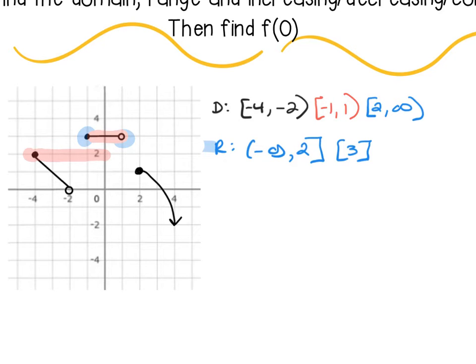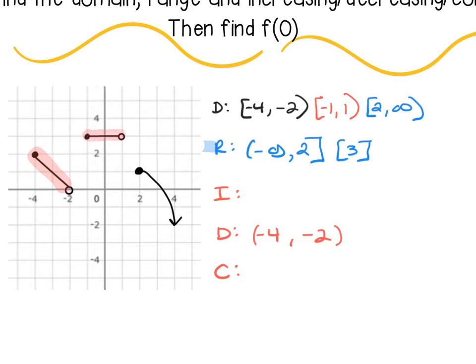Okay, now increasing, decreasing, constant, right? So increasing, decreasing, constant. This first little part of my graph is doing what? Decreasing. And the x values are what we give. So from -4 to -2, it's decreasing. And remember, a point itself cannot be decreasing, so these always get parentheses.